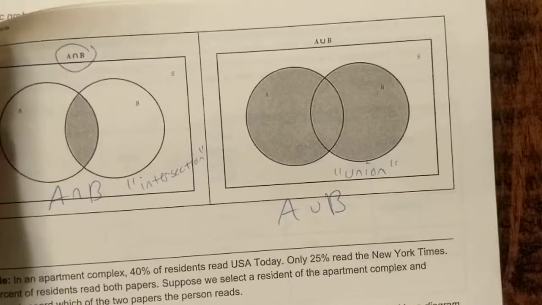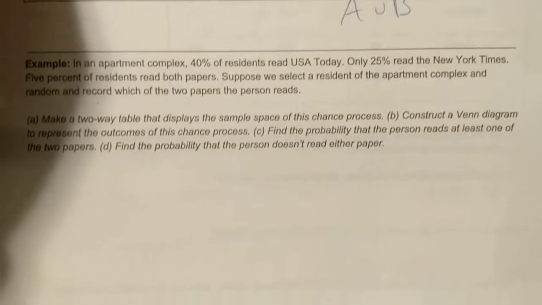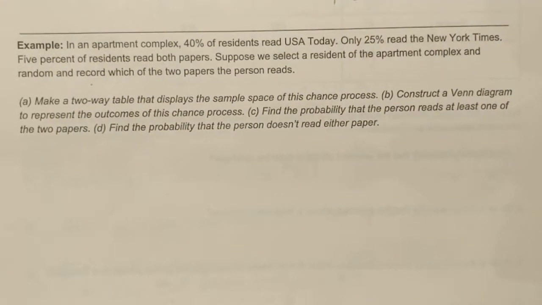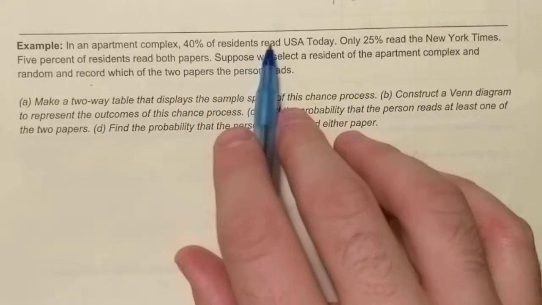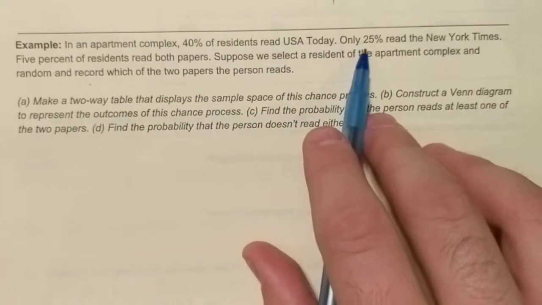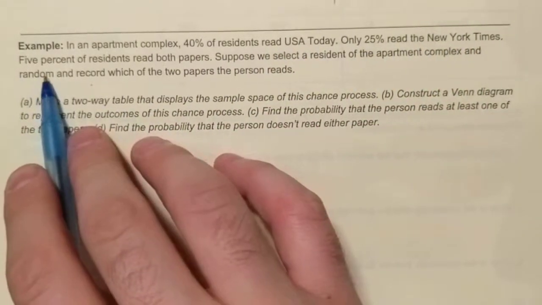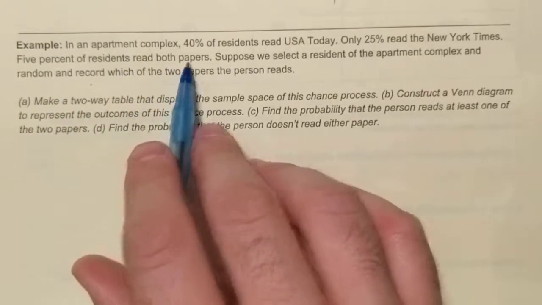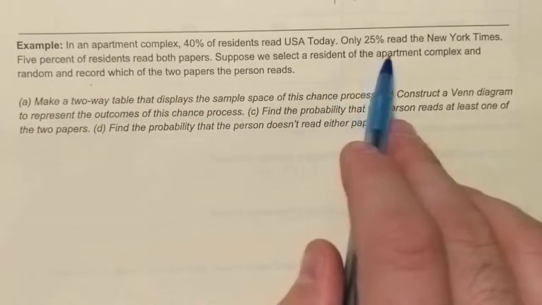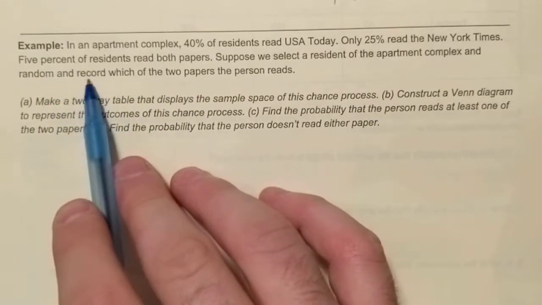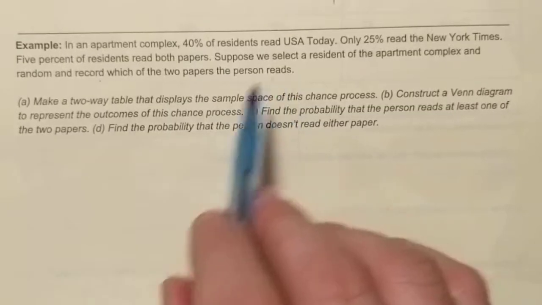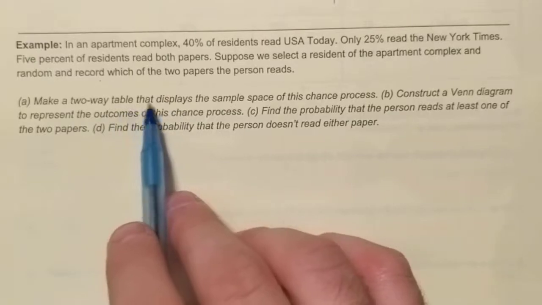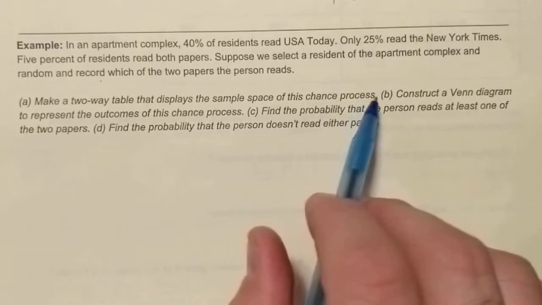Okay, let's actually use these rules in a situation. In an apartment complex, 40% of the residents read USA Today. Only 25% read the New York Times. 5% of the residents read both papers. Suppose we select a resident of the apartment complex at random and record which of the two papers the person reads. First, make a two-way table that displays the sample space for this chance process.